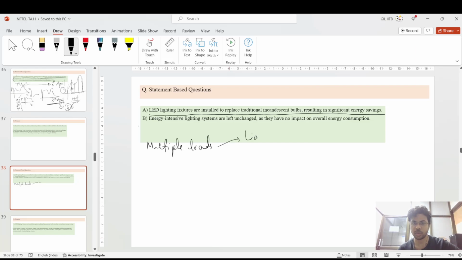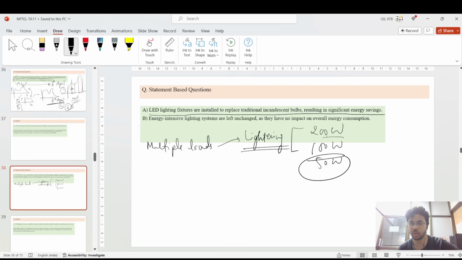You have multiple loads at your homes. One of the loads is actually lighting loads. If you see in your house itself, each house has certain lighting bulbs, which are also power consuming units. Suppose your traditional incandescent bulbs are 100 watt, 50 watt, that kind of bulbs. These are the small ones and the 200 watt are the larger bulbs.